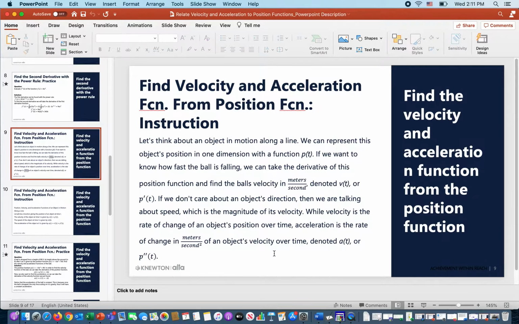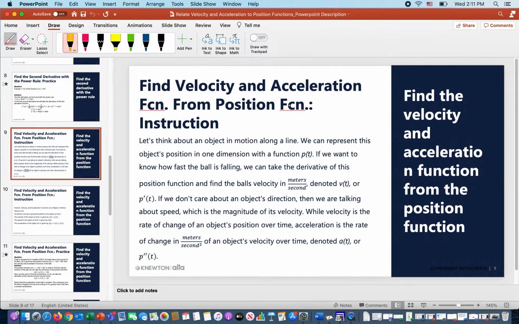So pretty much what we have is the position, the velocity, and the acceleration. In order to get from the position to the velocity, we have to take the derivative. And in order to get from the velocity to the acceleration, again, we take the derivative. So we refer to the acceleration as the second derivative, right? And the velocity is the first derivative, the first derivative of position.